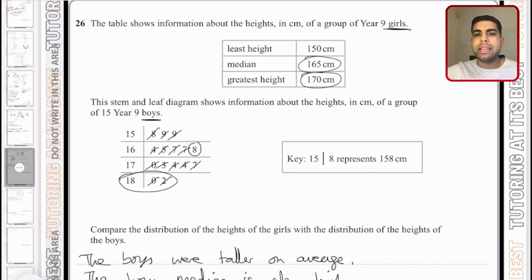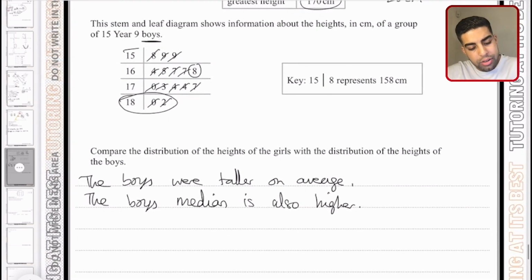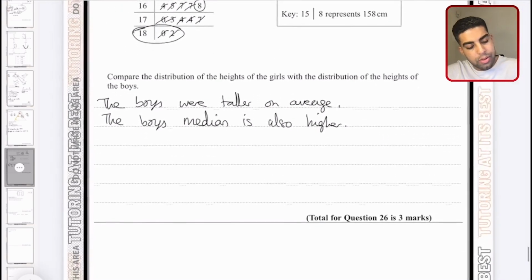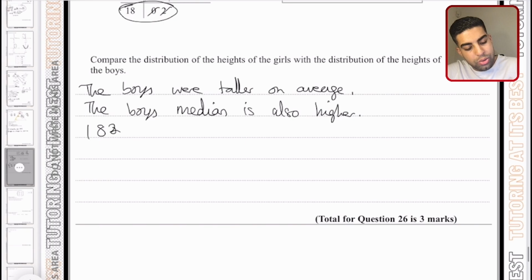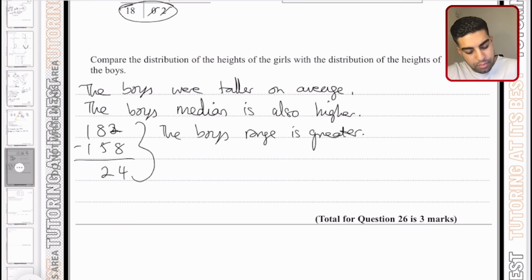And lastly, let's take a look at the range. So the range here is your largest take away your smallest. For the girls, we have 170 take away 150, which gives us 20 centimeters. But for the boys, we've got 158 and 182. So again, let's do 182 minus 158, which gives us 24. So we now know that the boys' heights are more spread out, and so their range is greater. And there we are. We've got 3 points and 3 marks in the bag.